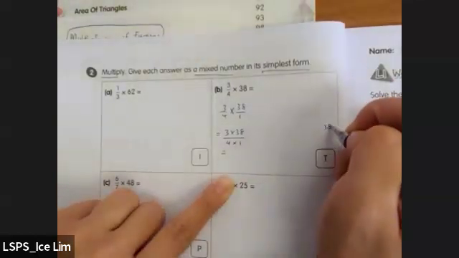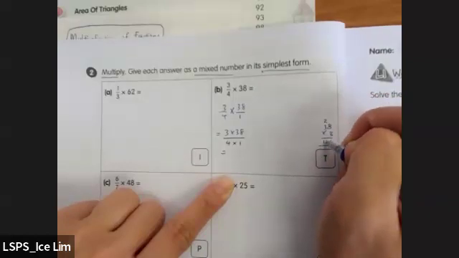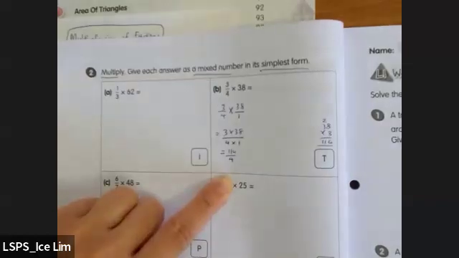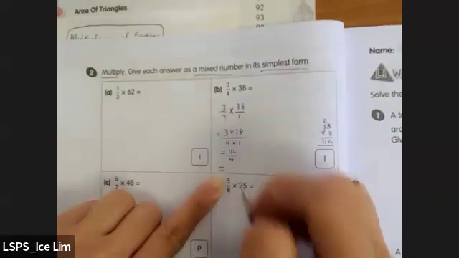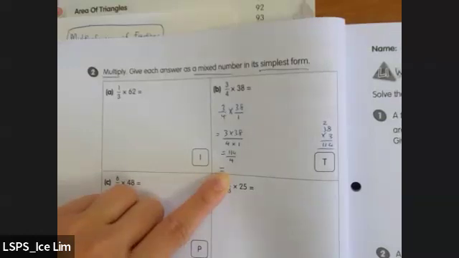So 38 times 3 will be 114 over 4. Then I need to simplify this into a mixed number in simplest form.